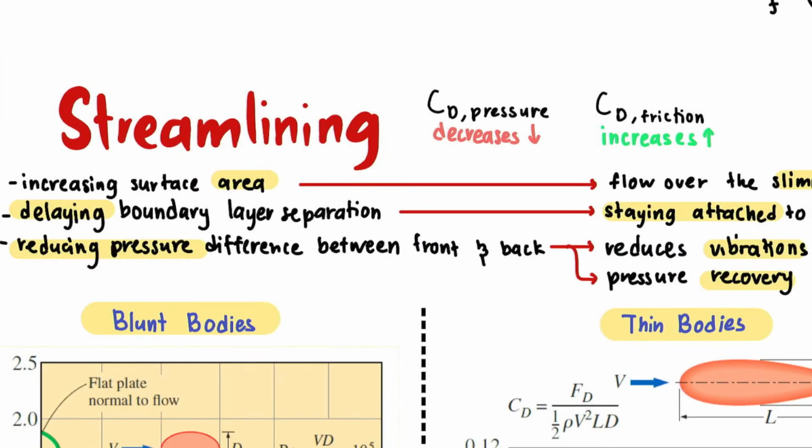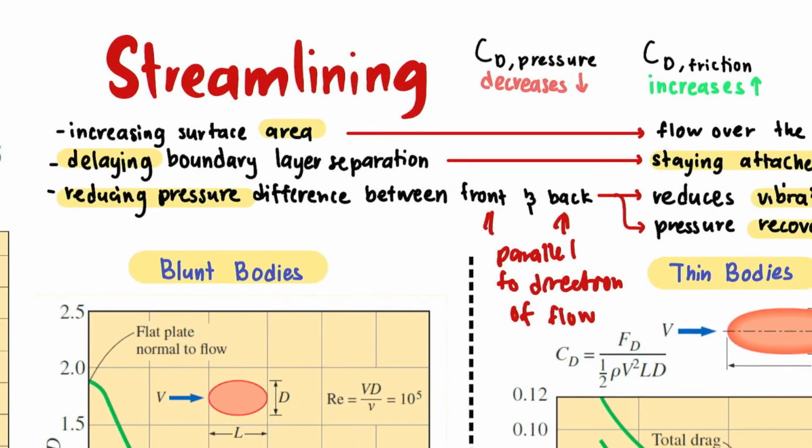So the front and the back is parallel to the direction of flow. Okay, so it is considered to be drag because it is parallel.